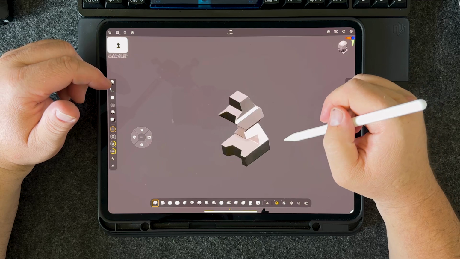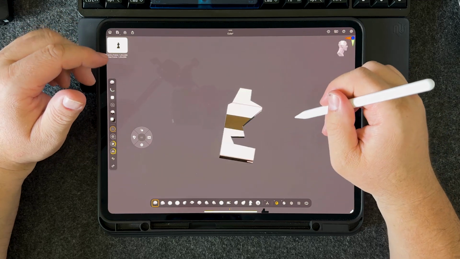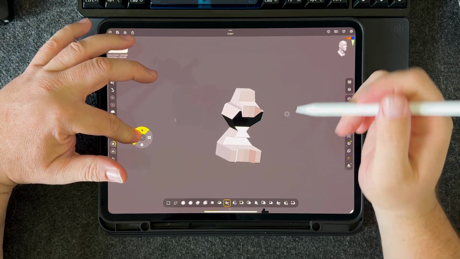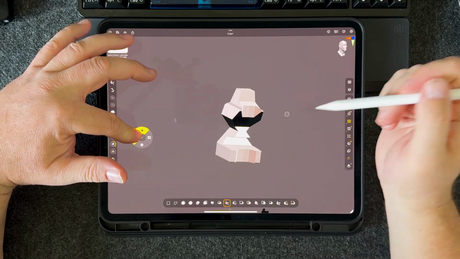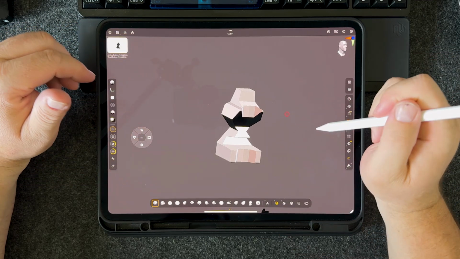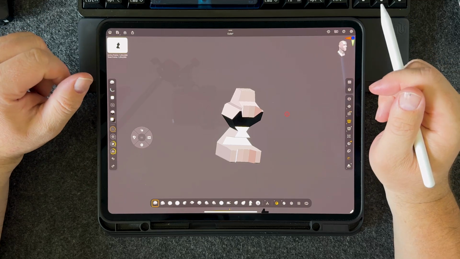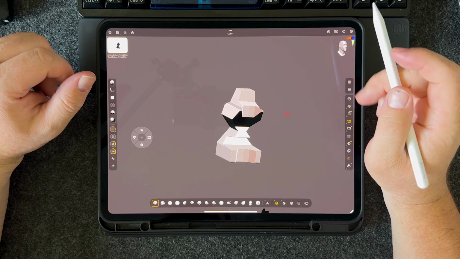Alrighty, so those are some quick tips and tricks on slicing with the curve brush here in ZBrush on the iPad. So get your slice on, my friends.